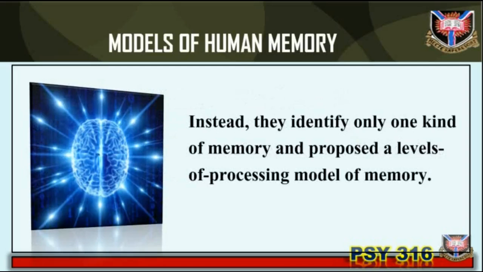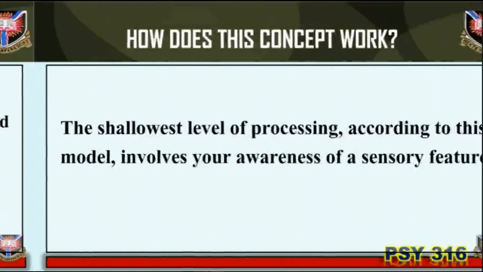This model is based on the idea that the ability to remember is dependent on how deeply we process information. We process material along a continuum of increasing depth, running it through levels that range from quite shallow to very deep. The deeper you process material, the longer it lasts. How does this concept work?